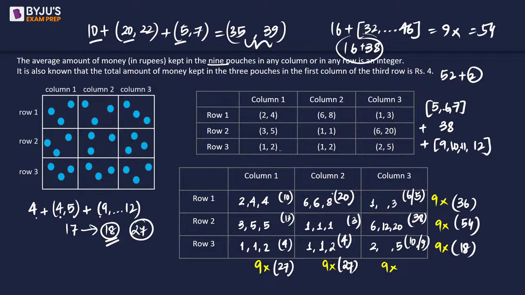Okay, now since we know that this column 2 first row is going to be 20, that forces us that this has to be 6. And for this to be 6, we will need a 2. If this is going to be 6, then 38 plus 6 is going to be 44. We will need a 10. So in order for this to be 10, we will need a 3, so that this is also 54.